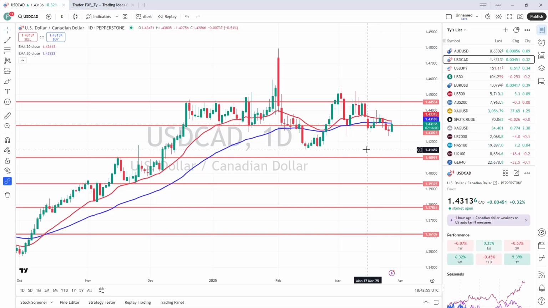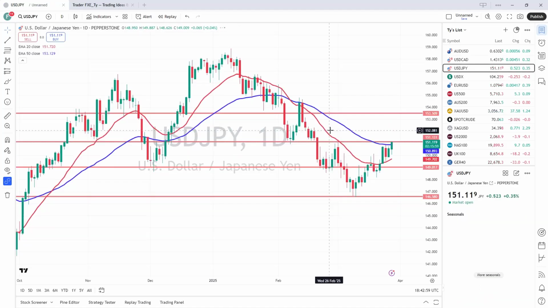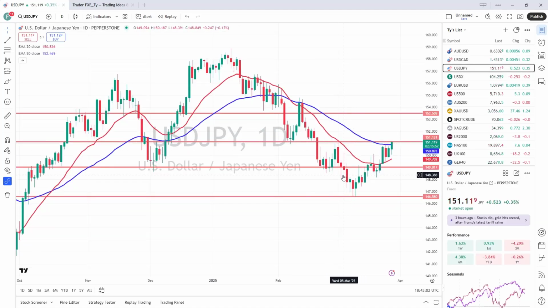Quite boring, obviously, but that's what it's been like this week. Very quiet week. So the star of the show has been the yen for us again. It's done all the things we needed to do. The morning star pattern that we talked about down here has played out, and it's given us our target of 151.